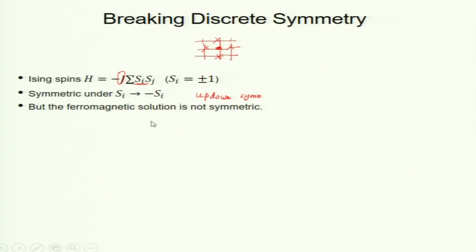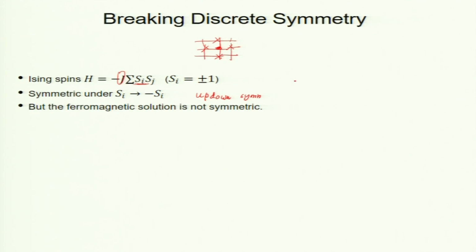No, because in a ferromagnet, after the phase transition, either they are up or down, right, all of them are up or all of them are down. That means the symmetry is broken, right. So, the symmetry is broken in a ferromagnetic solution. Of course, the paramagnetic solution is symmetric, half are up, half are down, but in the Ising spin, the ferromagnetic solution breaks this symmetry. Okay, is that clear? So, this is called symmetry breaking.